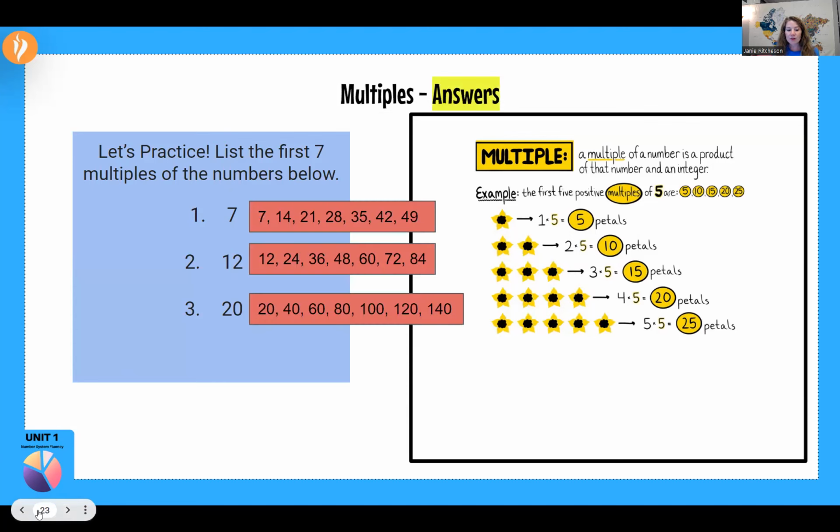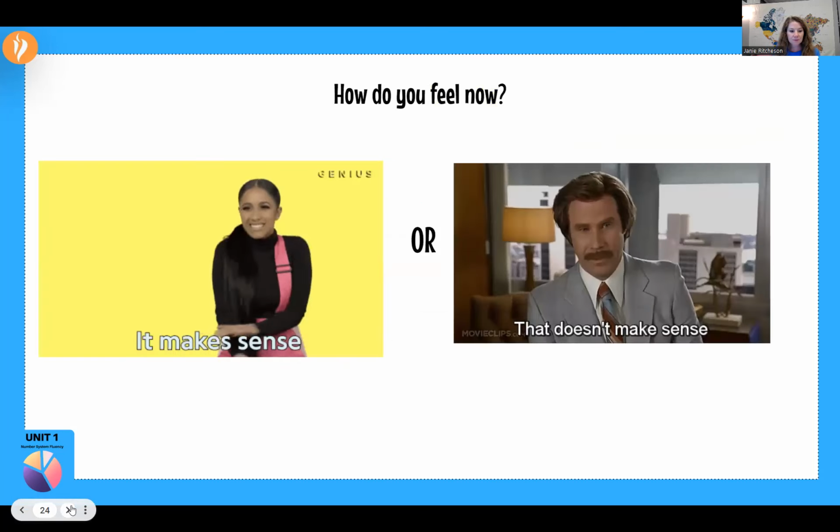And these are the answers. Now, we did stop after the 7th digit, but like I said, you can go on and on and on forever because you can continuously make new multiples of any digit. How do you feel? Does that make sense?